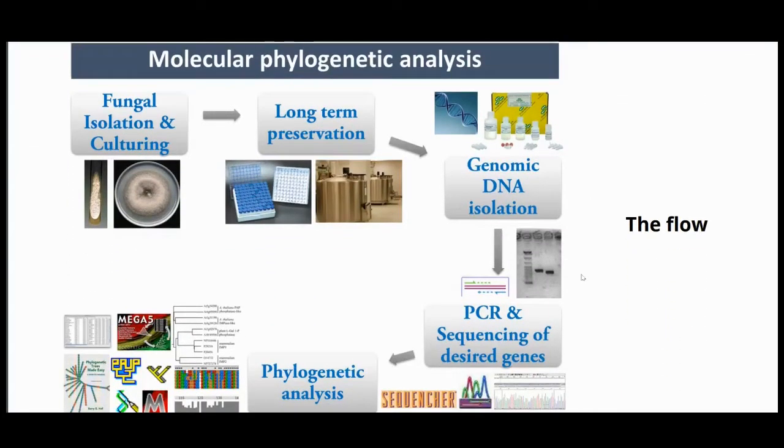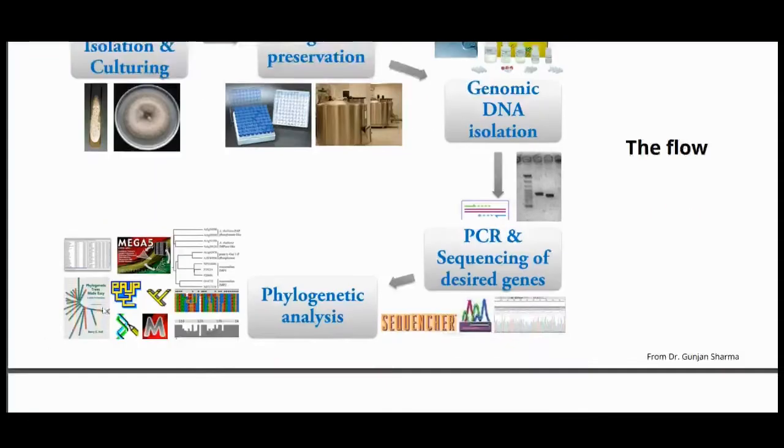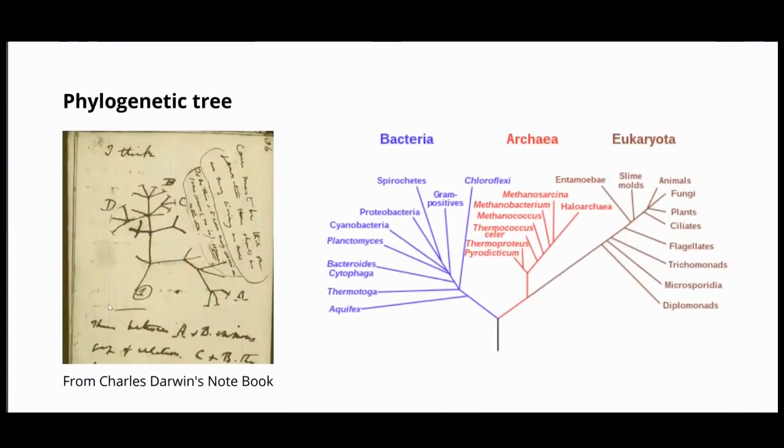Okay. A standard molecular phylogenetic analysis flow starts with an organism. In this case, a fungal culture. You would like to keep a copy of the fungal culture for long-term preservation, and another copy for the genomic DNA isolation, then the PCR and sequencing of desired genes. In the case of fungi, maybe ITS to start with. Then once you get the sequences, you do the phylogenetic analysis. Then the phylogenetic analysis results in phylogenetic trees.